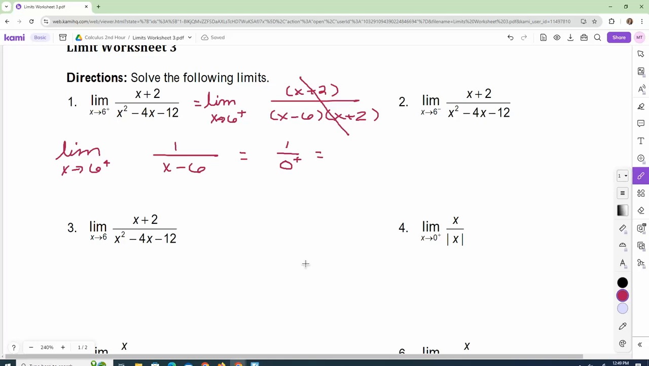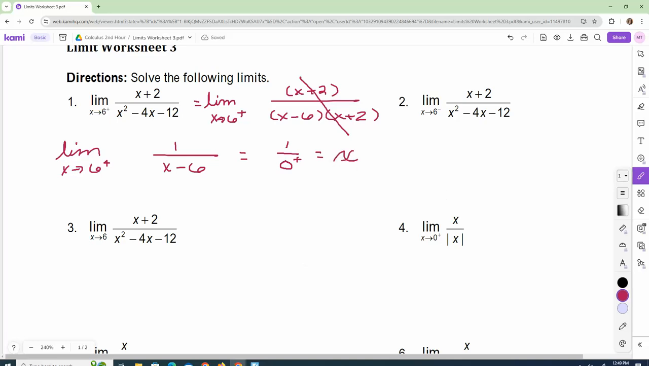So, I have one pizza, okay? And I start kicking people out of my class. What's happening to the amount of pizza each of you get? It's getting bigger. Getting more, right? As I kick people out, there's less of us to eat it, so we all get more pizza. So 1 over 0 is approaching positive infinity.